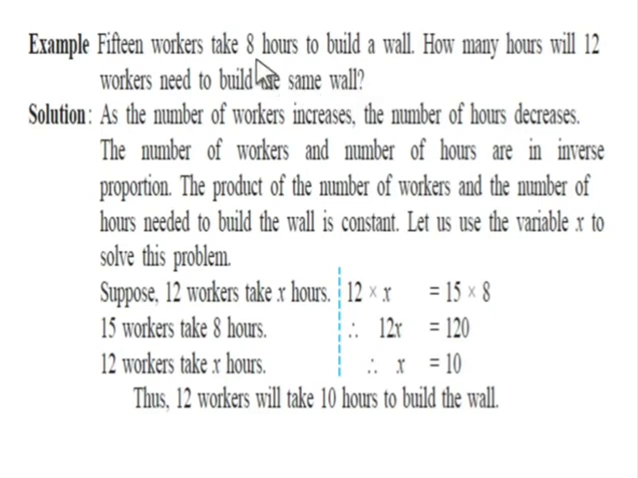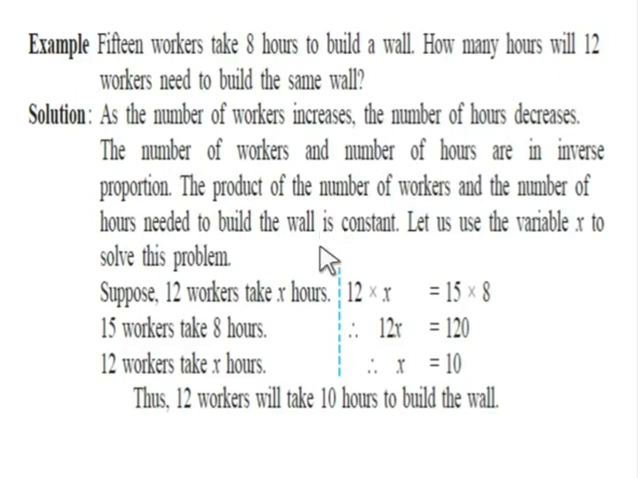Here the product of the two quantities. What are the two quantities here? Number of workers and the time taken. Here the product of these two quantities remains constant. Now we will see here, as the number of workers increases, the number of hours decreases. Here the number of workers and number of hours are in inverse proportion. Therefore, the product of the number of workers and the number of hours needed to build the wall is constant.